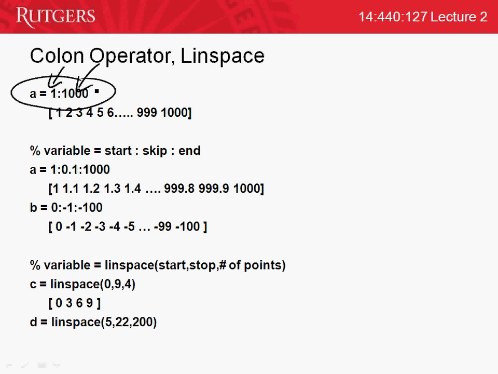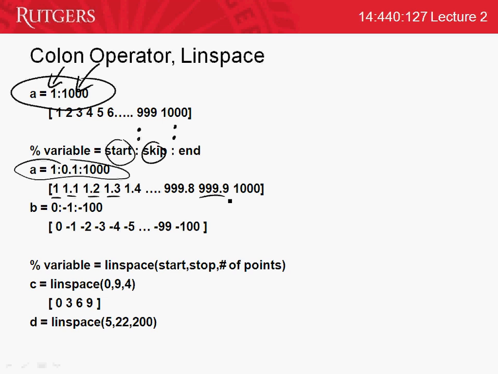So what if you wanted to skip by something other than 1? Well, 1's just the default. You can specify skipping by something else. So here we can say, give a starting value, colon, how much we want to skip by each time, another colon, and then the ending value. So here, if we say we want to go from 1 to 1,000, skipping by 0.1, we'd end up with this following vector. 1, 1.1, 1.2, 1.3, and so on, all the way up to 999.9, 1,000.